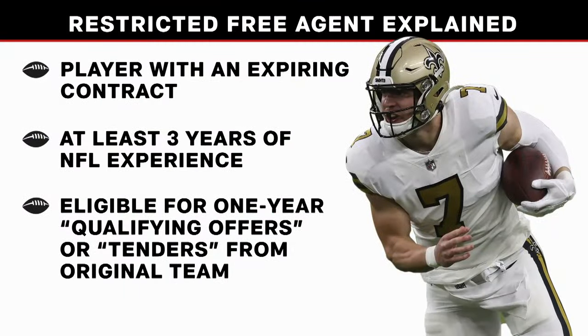And that came in the form of franchise and transition tags. During negotiations in 1993, Broncos owner Pat Bowlen was terrified that he'd lose All-Pro John Elway and demanded a method for teams to protect their top talent. The resulting Elway rule was born, creating the tag structure and adding an extra level of complexity. How does it work? Glad you asked.